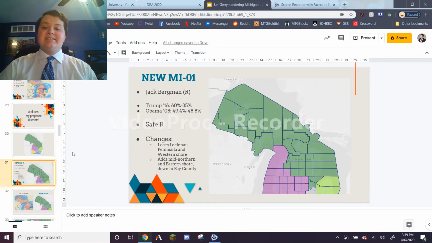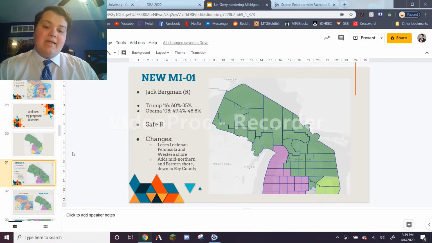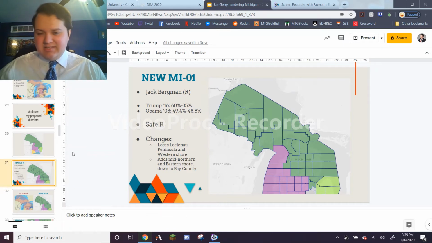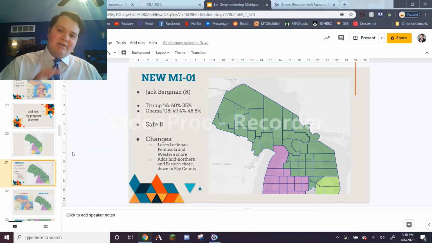So the first is the 1st Congressional District, which is the same as it currently is, basically. It's the Upper Peninsula and then much of the northern Michigan counties. It's represented by Jack Bergman, who still lives in this district, in this configuration. Donald Trump won it in 2016, 60% to 35%, but President Obama actually won it in 2008, 49.4% to 48.8%, so just by a hair. I don't have the numbers for 2012 for these districts. I apologize for that. And 2008 was a very different time.